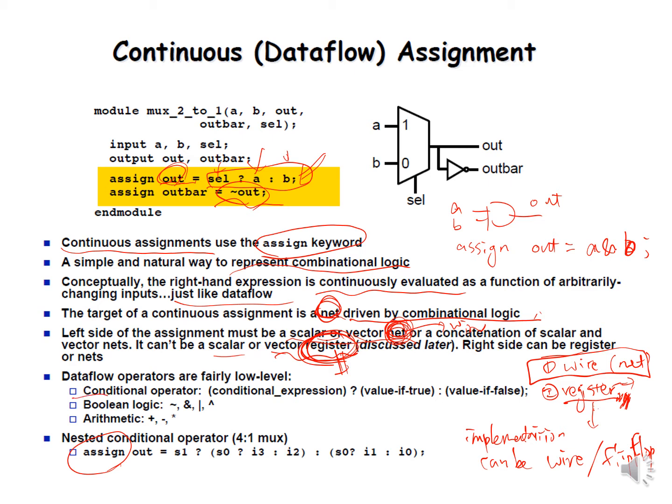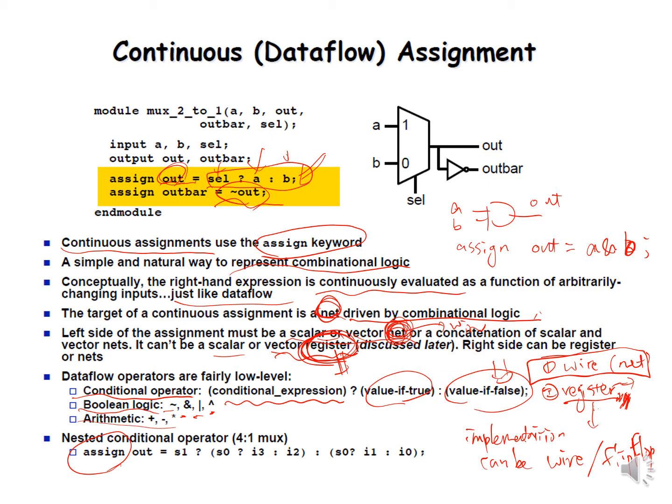So we learned about the conditional operator, like an if statement. If the conditional expression is satisfied, then this value is selected. If not, if the false statement is there, the value on the right-hand side will be selected. There are Boolean logic operators like tilde, ampersand, bar and hat. Arithmetic operators like plus and minus are also possible.